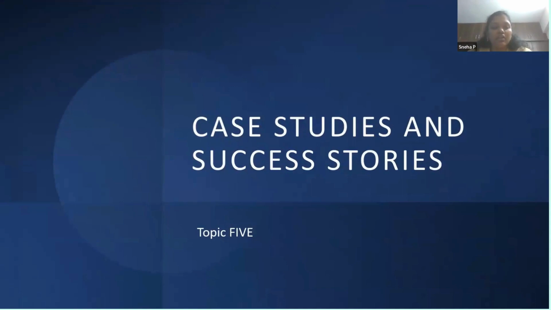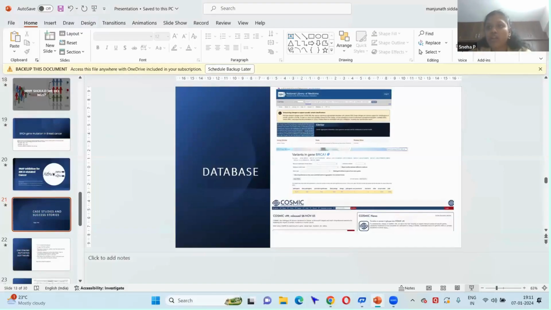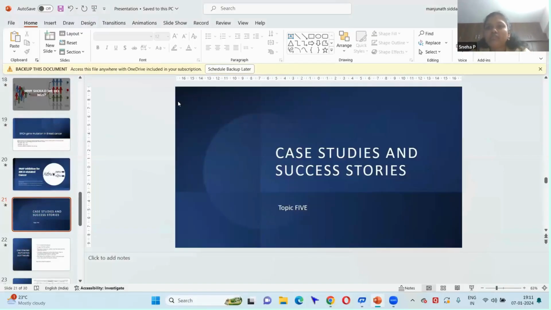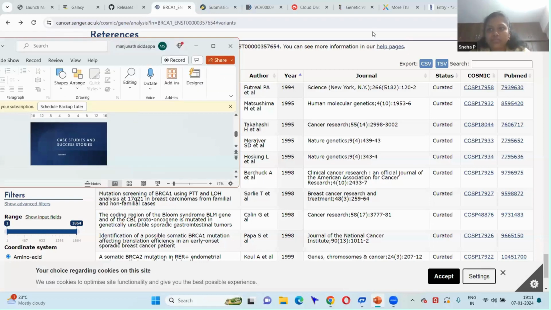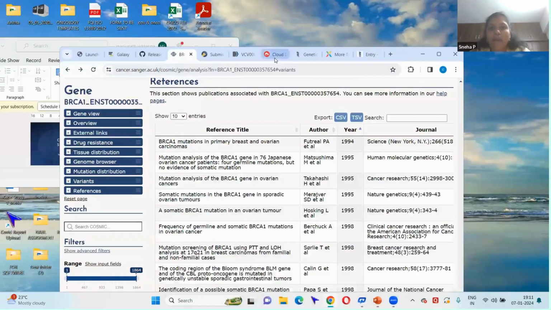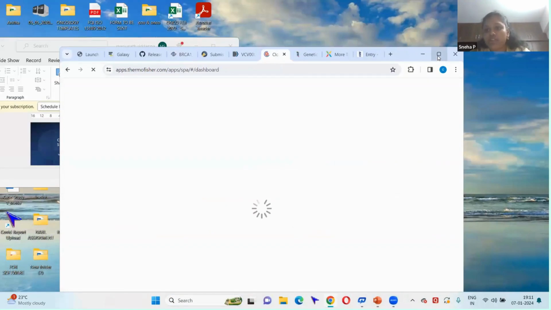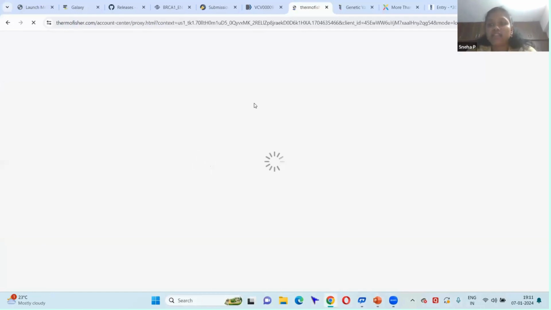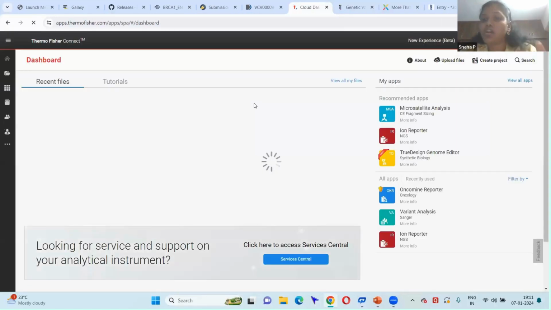So I will go through a case study, a very interesting case study, but I am going to use a commercial software. My software is from the Thermo Fisher company, and this is called Oncomine Knowledge Reporter, OKR, they say. This does only oncology reporting. However, Thermo Fisher also has their own reporter software called Ion Torrent Reporter software.